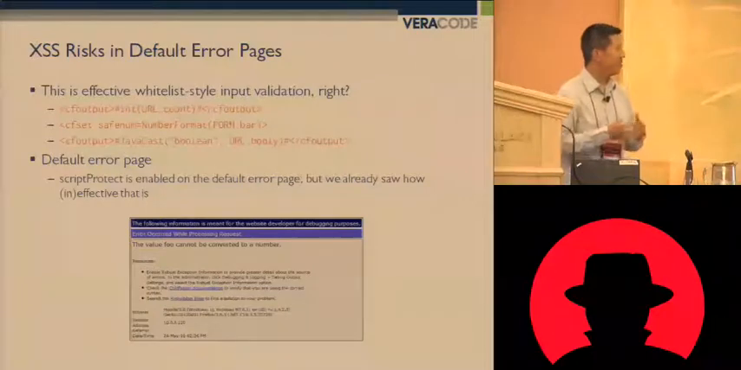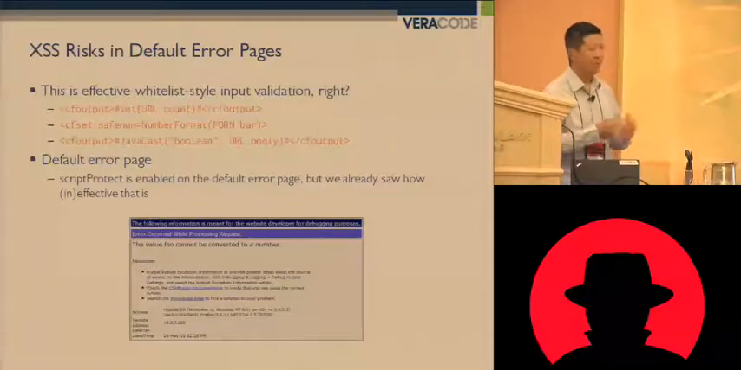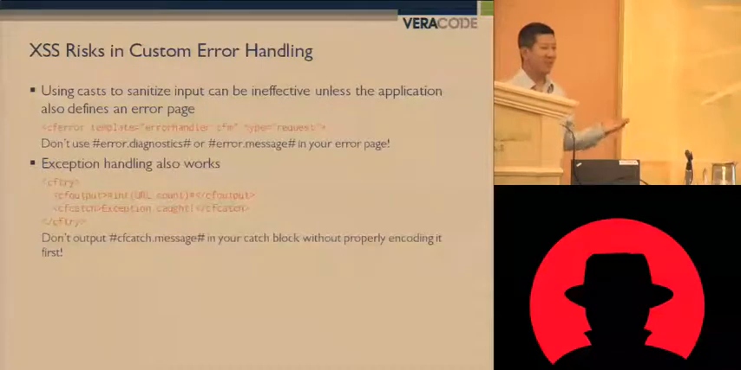It's worth noting that on the default error page, script protect is always enabled at the runtime, but we already saw how it's easy to bypass script protect, so it's almost not even worth mentioning that it's enabled. So you're trying to do the right thing, and you create an exploitable condition, and that's not documented anywhere.